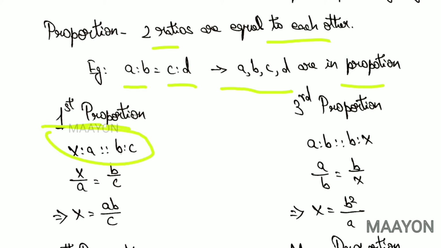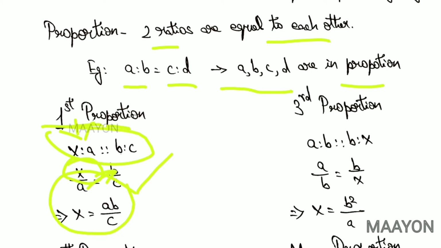Now we have to find the first proportion in this. That is the X. So this can be written as X by A equal to B by C. Then we have to find the X, which will be the first proportion. So cross multiplying, we are taking the A to the right side. So X becomes X equal to AB by C. This is the first proportion.